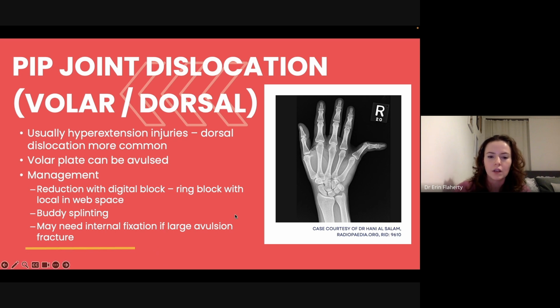As I said, if there is a large avulsion where because of the dislocation it's taken off some of the bone alongside it, or the volar plate, then you will need to do a bit of an internal fixation with it too.